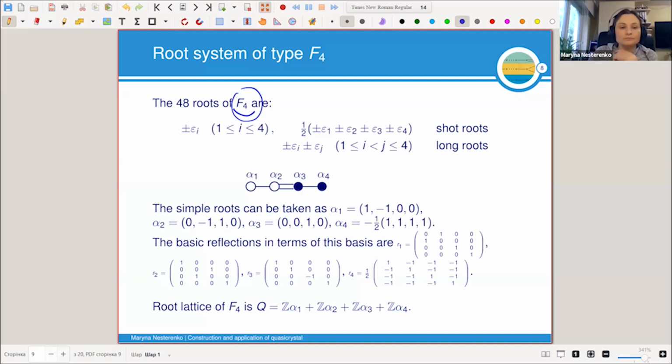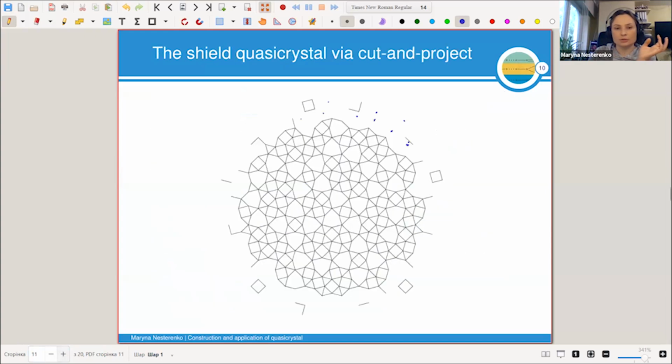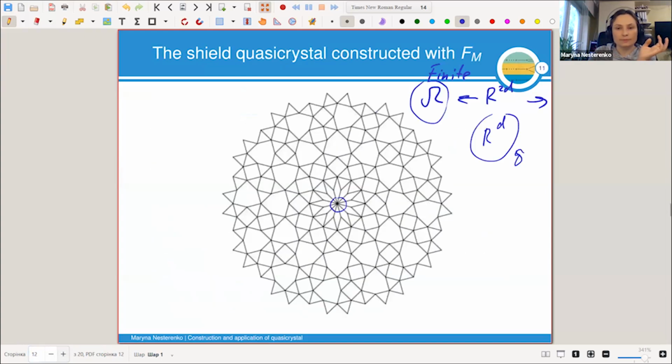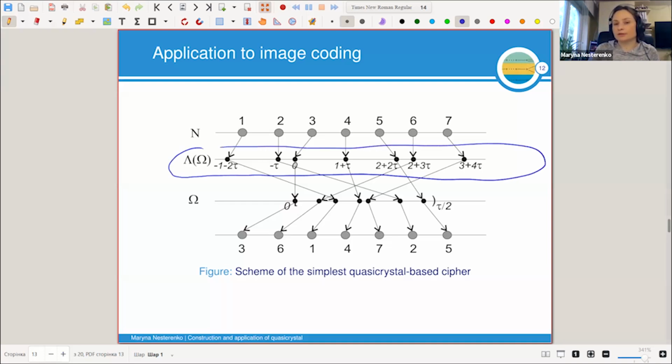Okay, thank you. Sorry. So now I would like to tell you something about applications. The one-dimensional construction will be a bit later. Now, suppose that we have a one-dimensional quasicrystal, and we have some discrete data. We can make a one-to-one correspondence to the one-dimensional quasicrystal, and then we map quasicrystal points to the acceptance window.